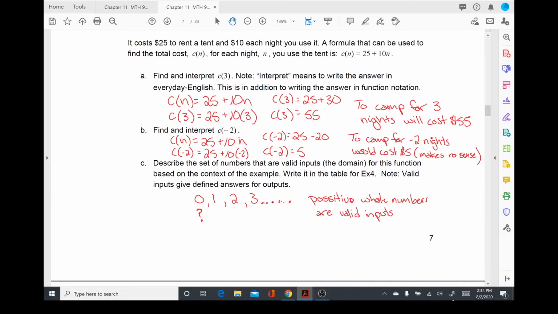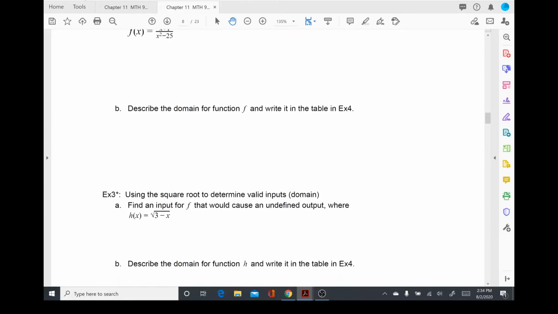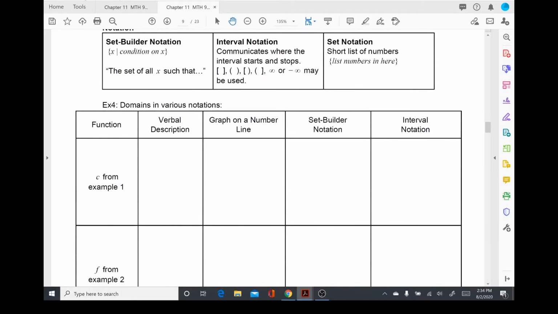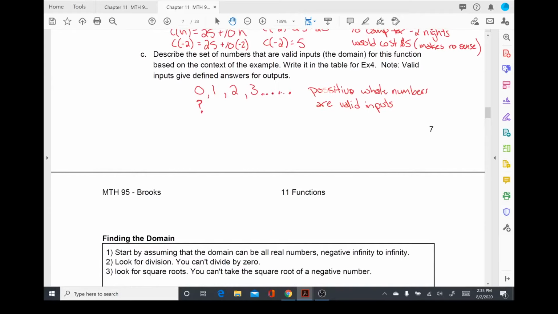So let's take this work that we just did and we're going to put it in this chart for example 4. See from example 1, and my verbal description was positive whole numbers. Okay, and I think that I just spelled positive in 2 different ways. And then what we're going to do with this is we're going to graph it on a number line. We're going to talk about these other new concepts called set builder notation and interval notation. And that'll be coming up here in a second. But let me also correct my spelling for positive.